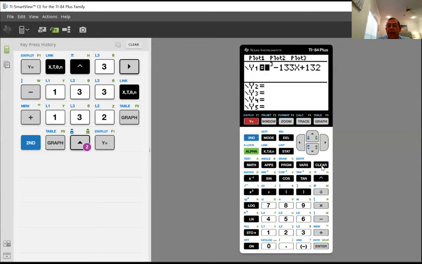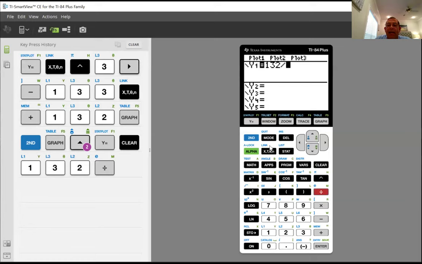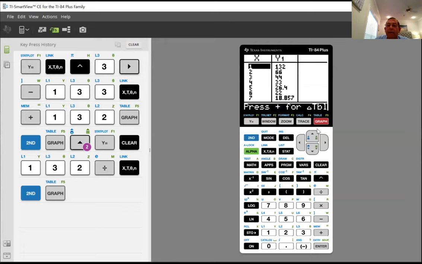If you want factors of 132 on the calculator, you'll punch in 132 divided by x. It's going to show me all the factors as the x goes from 0, 1, 2. Remember, if it's a factor, I won't get a decimal answer, okay? So I'm going to go to the table by hitting second graph, and see, 0 is not a factor because you get an error. But look at that, 1 and 132 are factors.